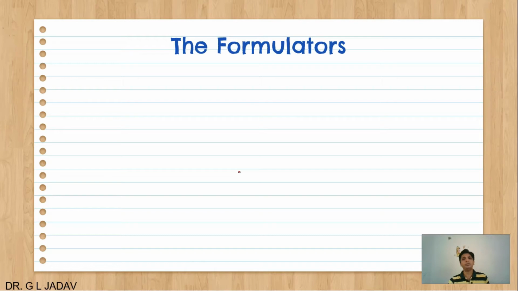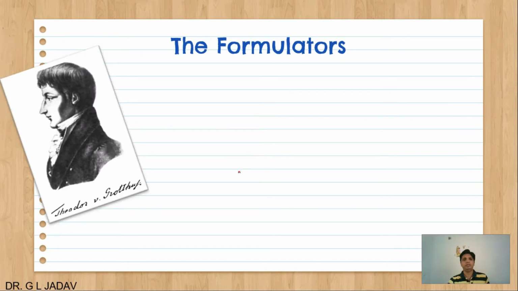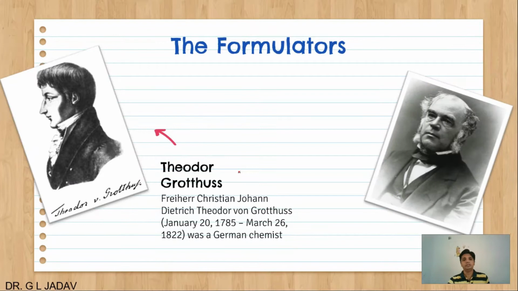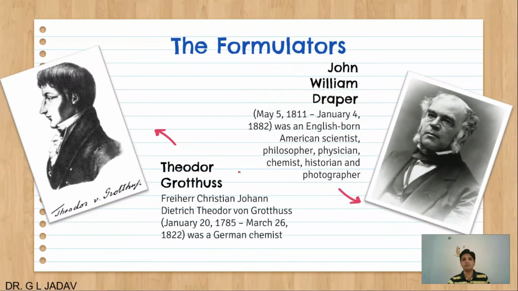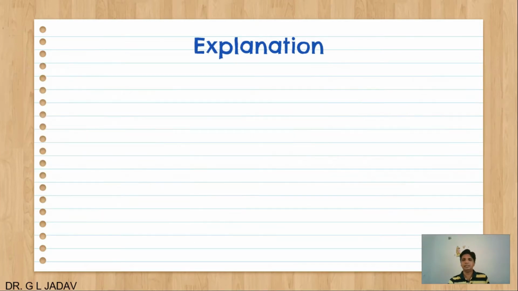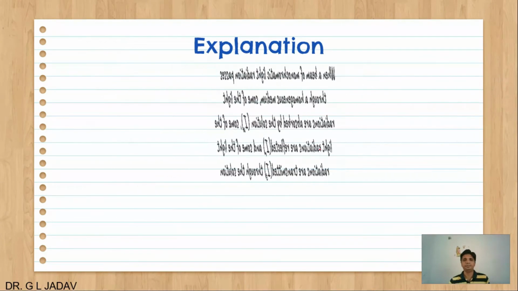Let us know about the formulators: Theodor Grotthuss and John William Draper. Grotthuss was a German scientist and John William Draper was an American scientist. Let us look at the explanation.